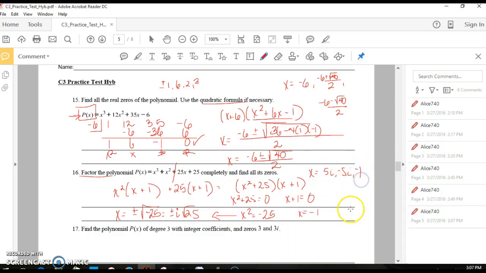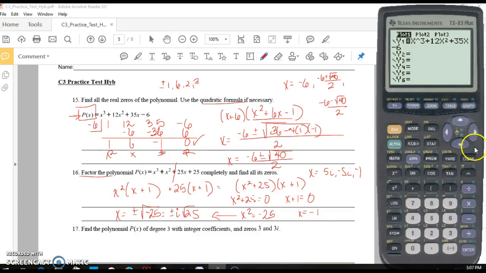and negative 1. Now, if you didn't see that factor by grouping, what you would have to do is go into here, graph it, and use your calculator. I'm going to have to zoom. Let's see. x cubed plus x squared plus 25 x plus 25. I'll fix my zoom. And you'll see that one of these goes through, right? So you'll see that negative 1 works in your chart.